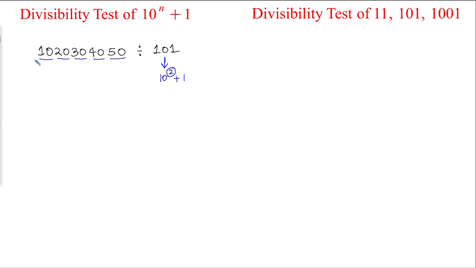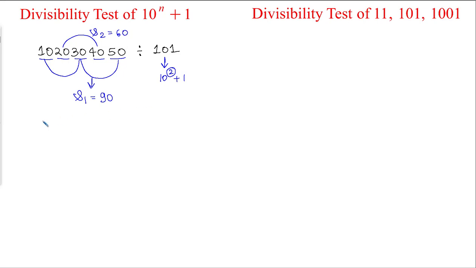Now starting from the rightmost group, we are supposed to add alternate groups, and let's call this addition S1. Here S1 is equal to 50 plus 30 plus 10, that is equal to 90. And let's add the remaining alternate groups: 40 plus 20, that is equal to 60. Let's call it S2. S2 is equal to 60.